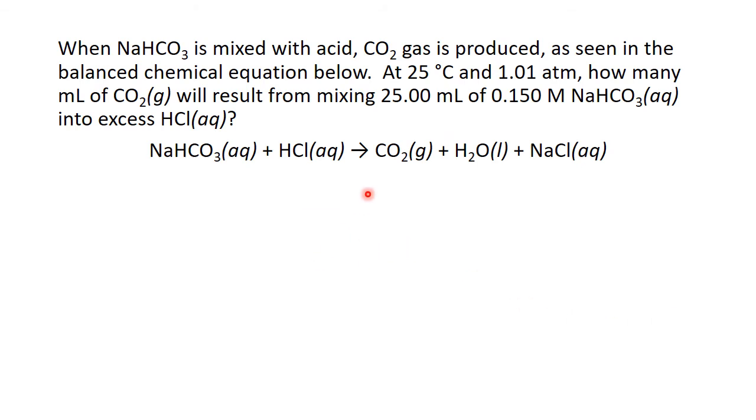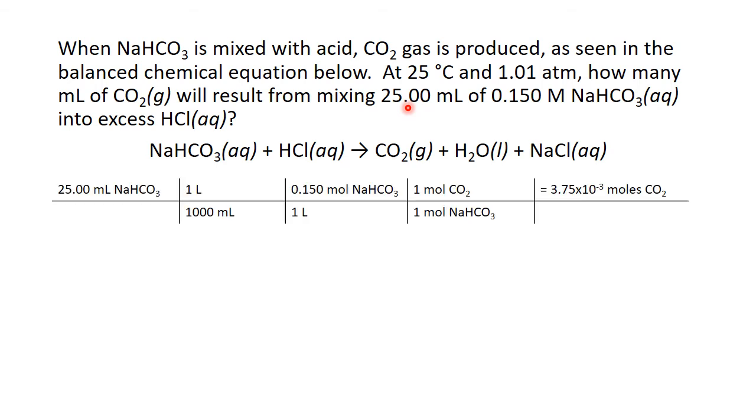So we're going to begin by doing the stoichiometry to get from our volume of sodium bicarbonate to our moles of CO2. And that looks a little something like this. 25.00 milliliters sodium bicarbonate. In our next term, 1,000 milliliters becomes 1 liter. Then 1 liter becomes 0.150 moles of sodium bicarbonate. We pull the mole-to-mole conversion from our balanced chemical equation, which is 1 mole sodium bicarbonate becomes 1 mole carbon dioxide. If we crunch our numbers, we get that we have made 3.75 times 10 to the minus third moles of CO2. Well, now it's time for our ideal gas law.